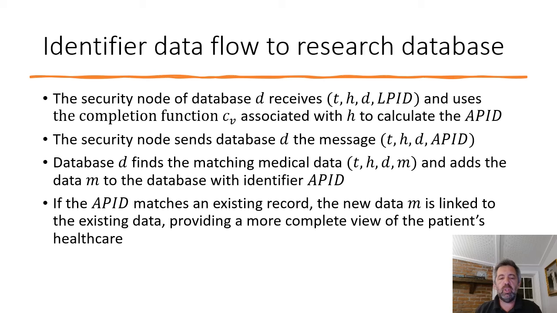Upon receiving that message, the security node of database D will use the completion function C sub V associated with healthcare provider H to calculate the APID. And then the security node will send the database the transaction identifier, the source, the destination, and the APID. The database can then match up using the transaction serial number T and add the data M to the database with the APID identifier. If the APID matches an existing record, the new data can be linked to the existing data and thereby provide a more complete view of the patient's healthcare.